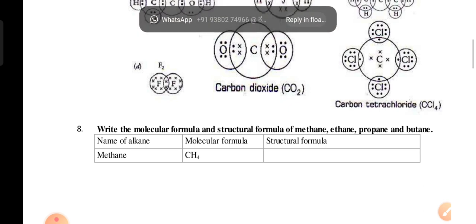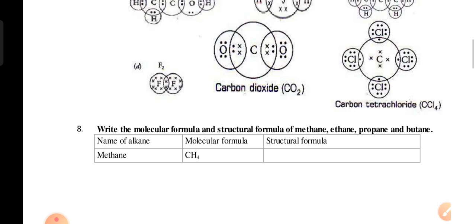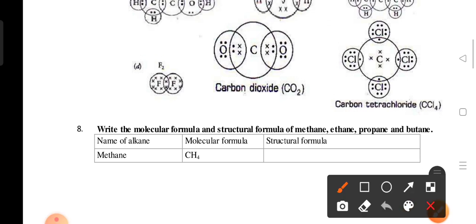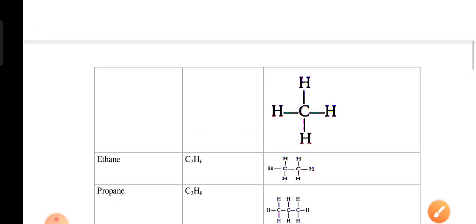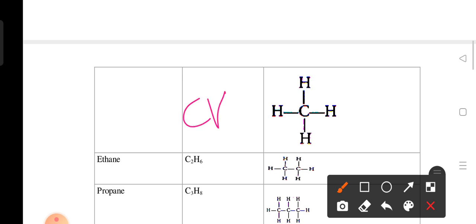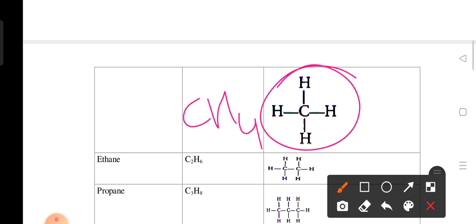Write the molecular formula and structural formula of methane, ethane, propane and butane. They asked that. Methane, CH4. Okay, CH4, it's a molecular formula. Then structural formula, carbon shared 4 electrons with hydrogen. That's why single bonds are formed.